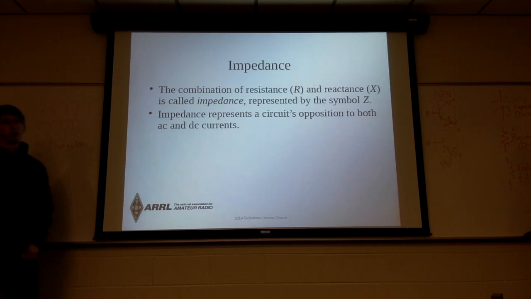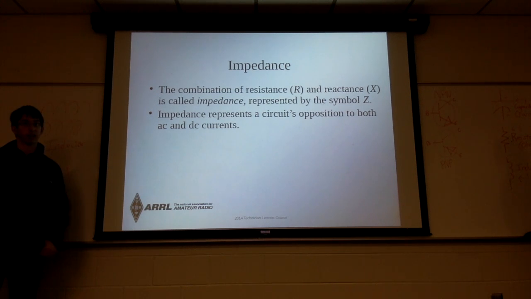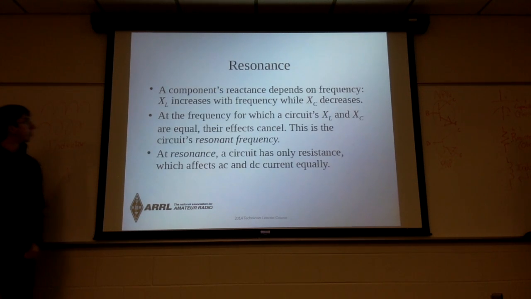All right, so when we combine resistance with reactance, we get this term called impedance, and we represent it with a capital Z. Essentially, that's going to tell us how the circuit reacts to both alternating and direct current. We'll talk more.